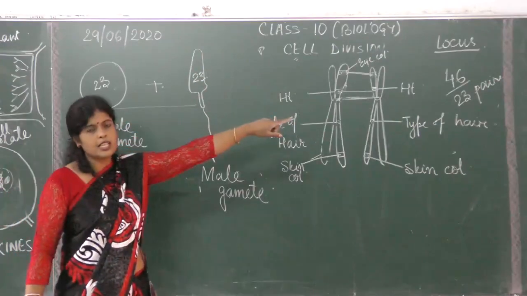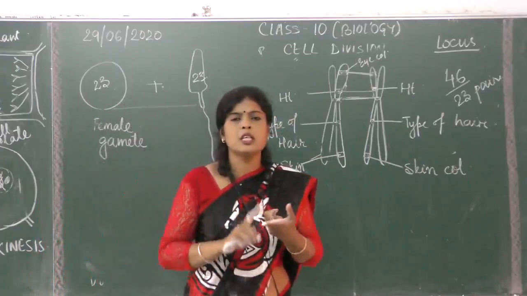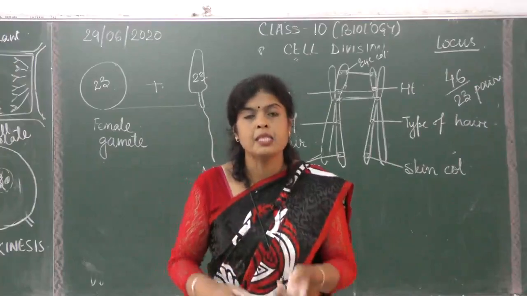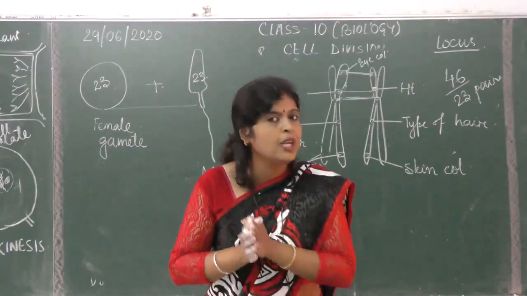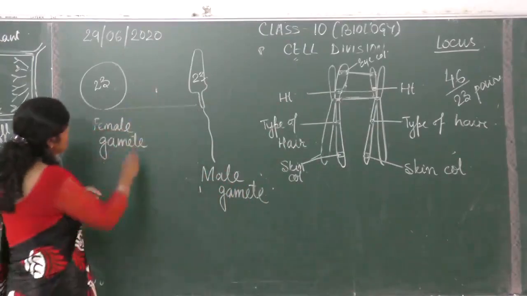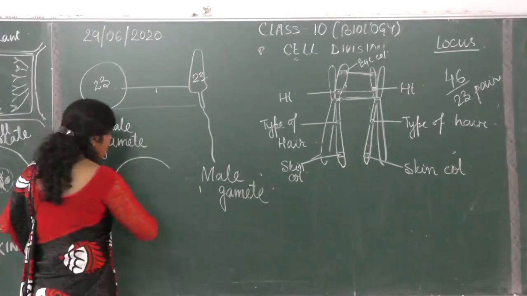Here there are 46. All the body cells in humans have 46 chromosomes except for the gametes. They have just the half. How many? 23 and 23. Is it clear? So what happens during fertilization? These two fuse. The fusion of these two.